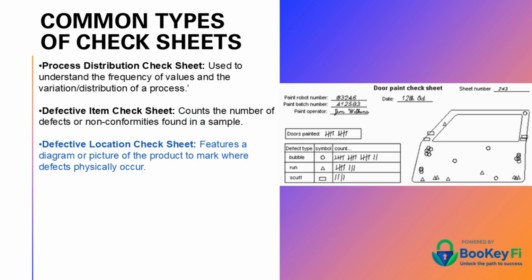Defective location check sheet. Features a diagram or picture of the product to mark where defects physically occur. By visually mapping the damage, such as a crack or a blowhole on a specific part, you can often trace the problem back to a specific tool or machine setting that is causing the localized issue.